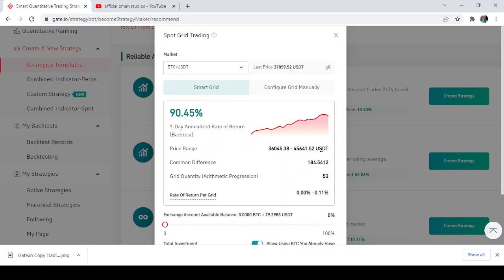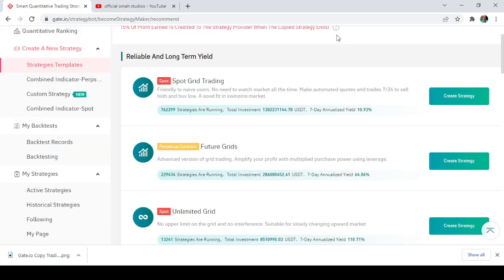So like I said, this one is mostly for people that don't have time. If you know what a swing trader is, a person who buys low and sells high, a person who doesn't waste much time on a trade, you just want to do a quick trade. So this is what spot grid trading basically is all about.